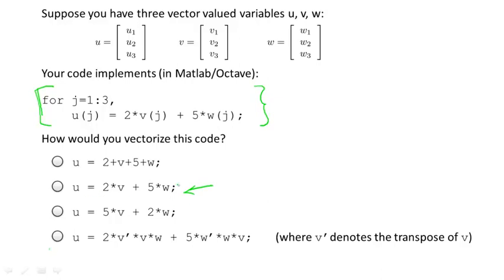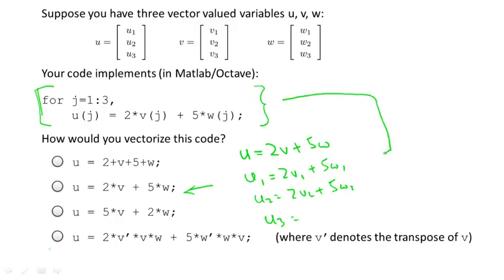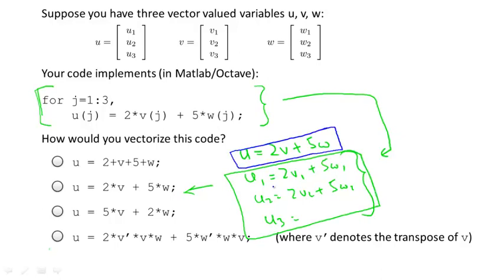And to see that, if you think of this as performing the calculation u equals 2v plus 5w, then automatically you have that u1 will be equal to 2v1 plus 5w1, u2 equals 2v2 plus 5w2, and similarly for u3. And that's what this for loop was doing. It was setting u1, u2, u3 separately as follows. Whereas with a vectorized implementation, you just implement this one line of code and get the same effect.